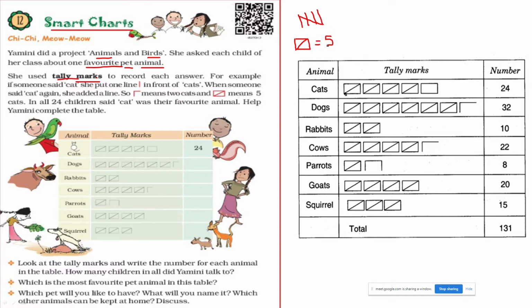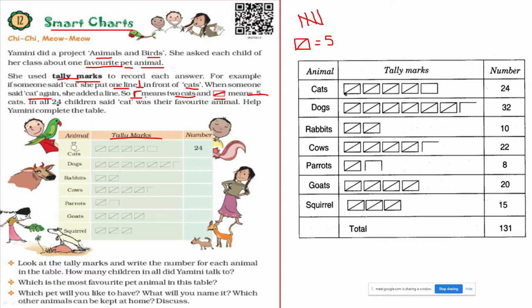To represent the data we use the tally mark. So tally marks help us to find the number of animals available. That is actually what we are using. For one line, one vertical line in front of the cat. When someone said cat again, she added another line, that is 1 and another line 2. It means 2 cats. Then 5 means 1 complete square and diagonally you have to join, it means 5.